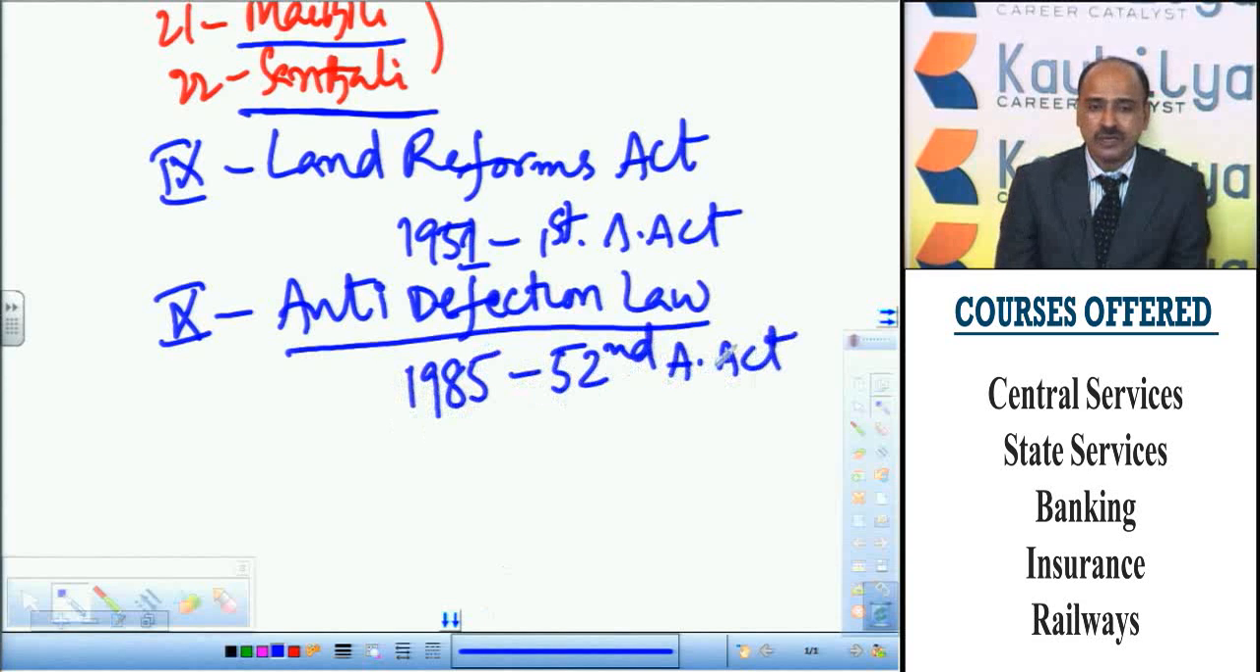It was implemented when combined Andhra Pradesh was there. At the time, some people jumped into YSRCP. At the time, this anti-defection law was implemented by the Speaker of combined Andhra Pradesh, Nadendla Manohar.